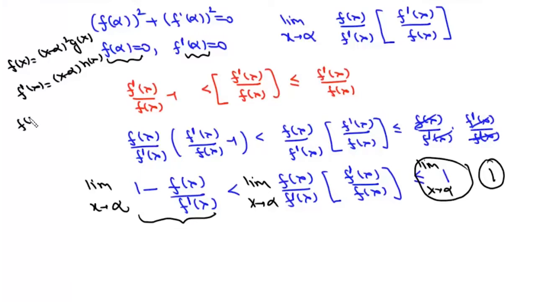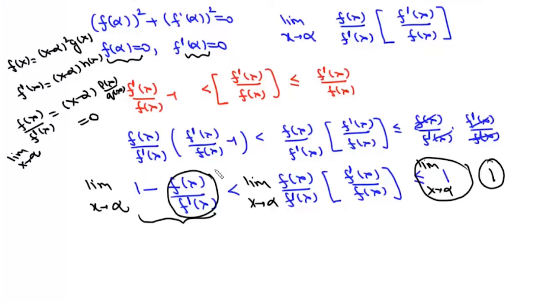So this f(x)/f'(x) will have (x minus alpha) and then some ratio of polynomials p(x)/q(x). Now if we take this limit x tends to alpha, alpha minus alpha will be 0. So the value of this limit is 0. So this expression will take the limiting value 0.